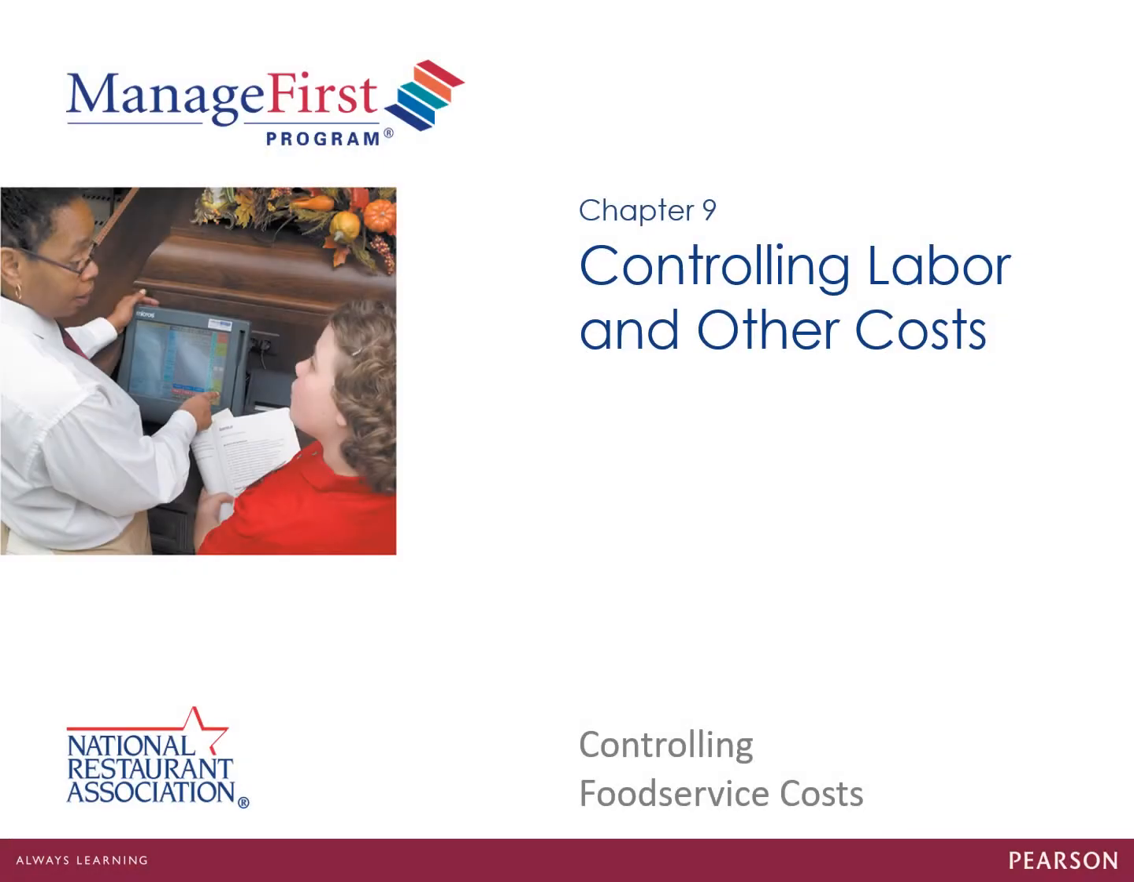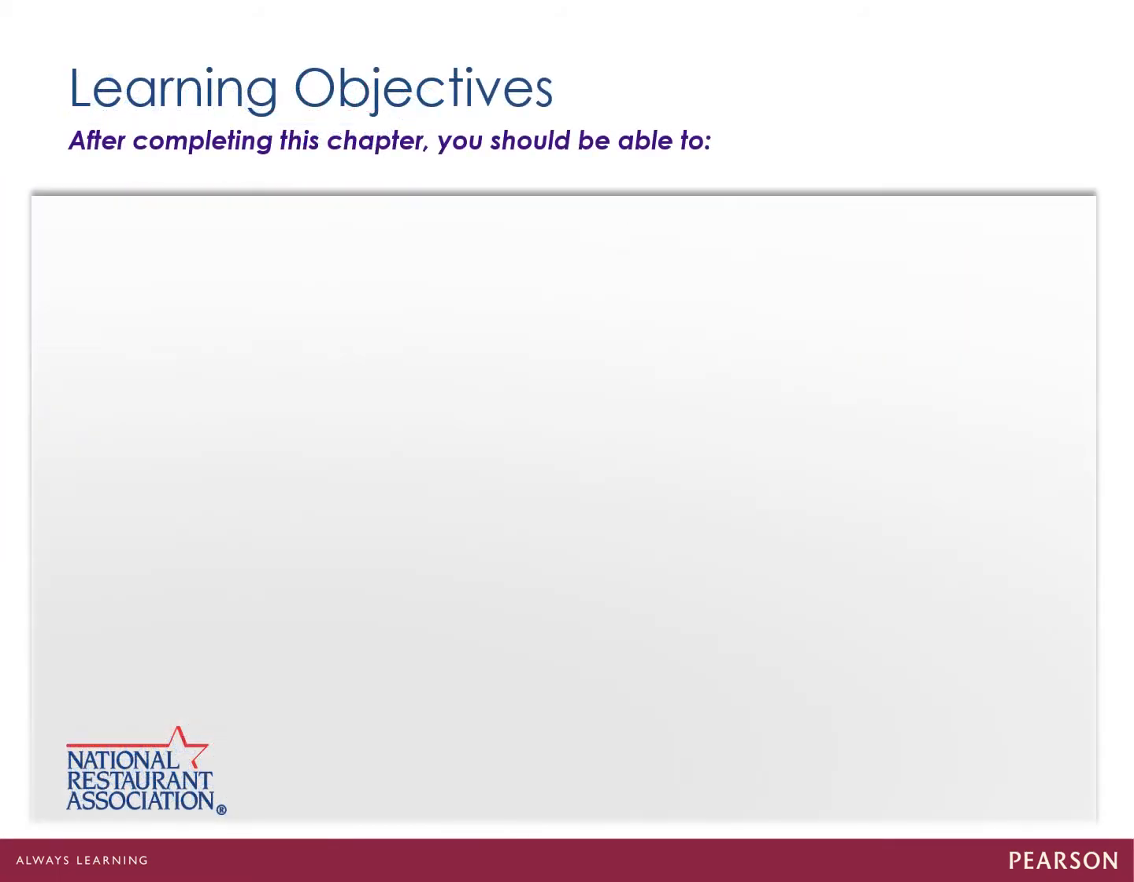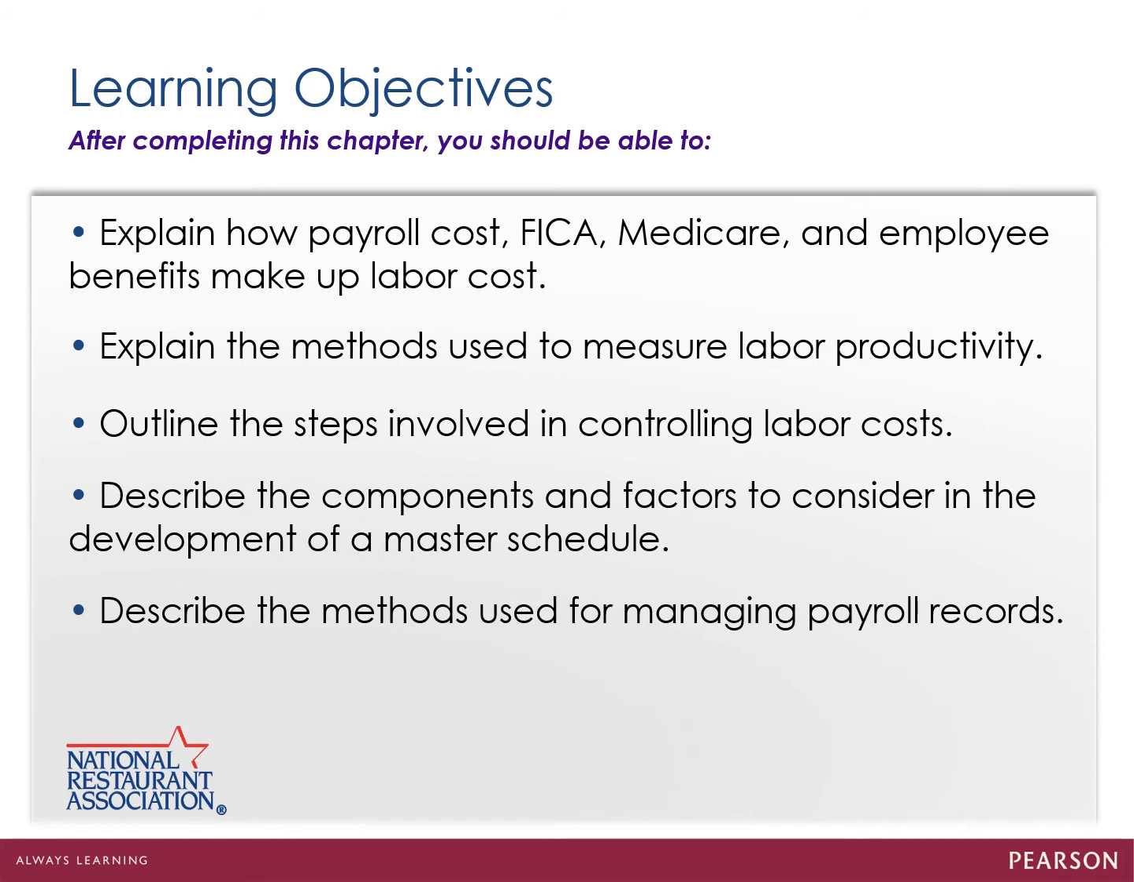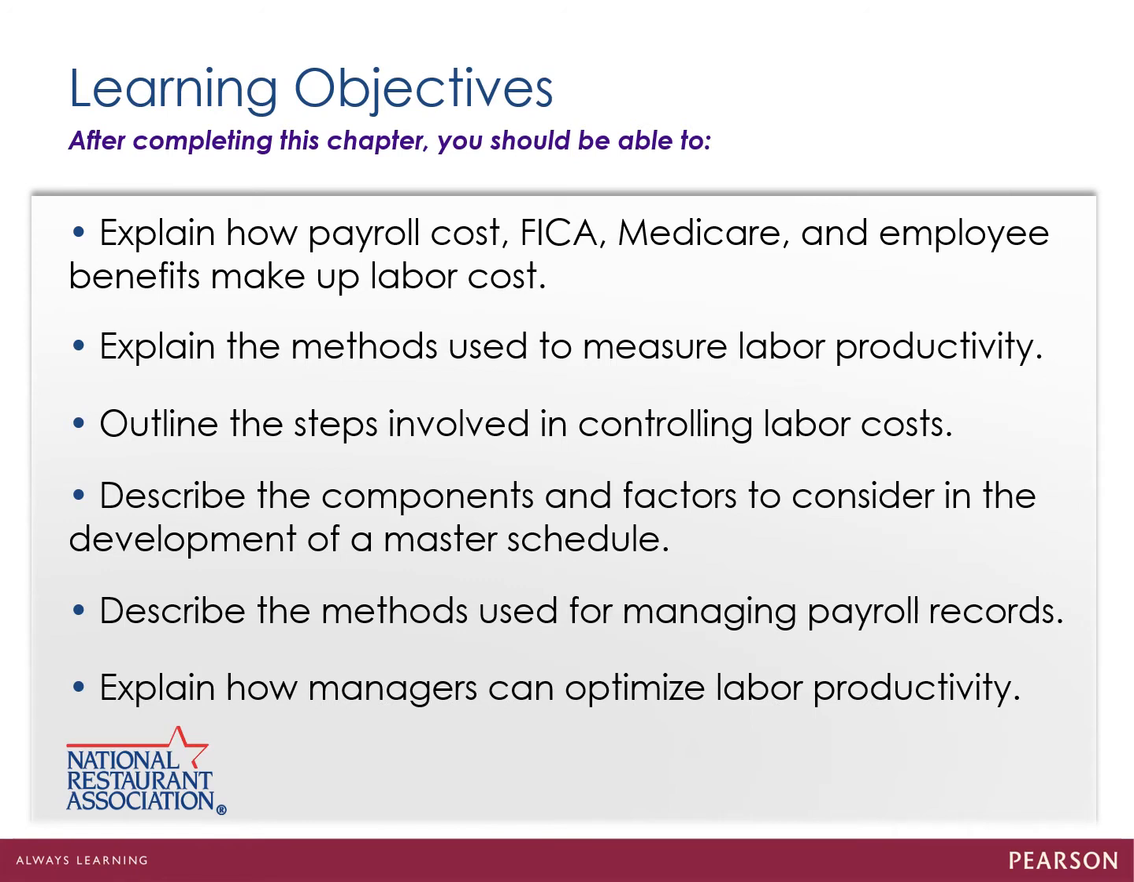All right, so in the previous chapters, we've talked about our food cost, our beverage cost, and now we're going to focus on labor cost. So as we move through this chapter, we're going to talk about what makes up our total labor cost, different ways that we can measure our productivity with regards to our labor, how we can start controlling those labor costs, and then also about scheduling and how we manage our payroll records, and then optimizing our labor product.